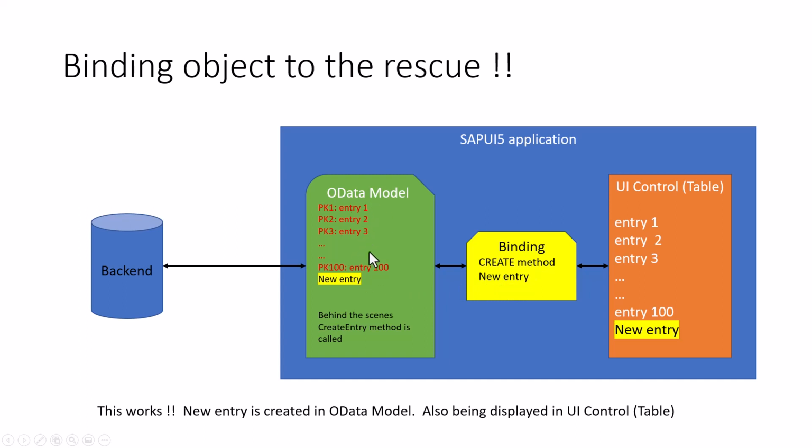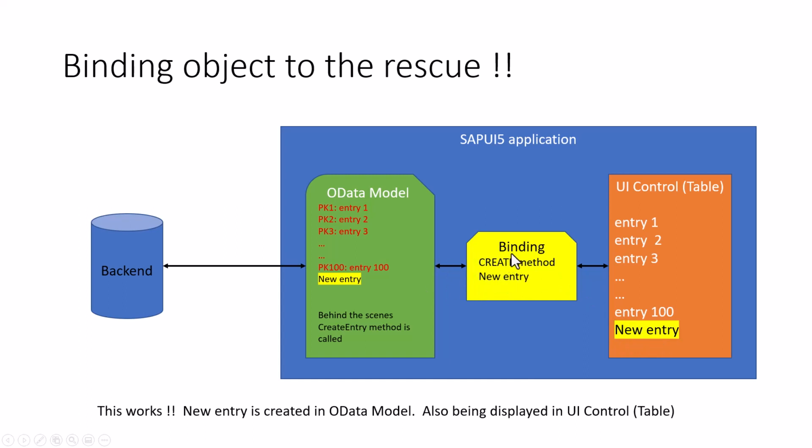And as you can see, this creates a new entry in the OData model. Behind the scenes, the create entry method is called, and then a new entry is created on the OData model. And this create method also displays the entry in the UI control as well. So this is exactly what we want.